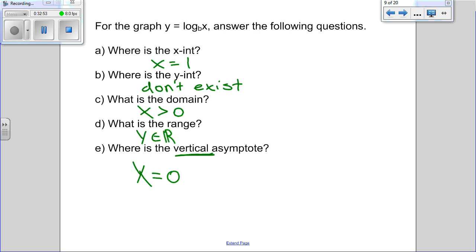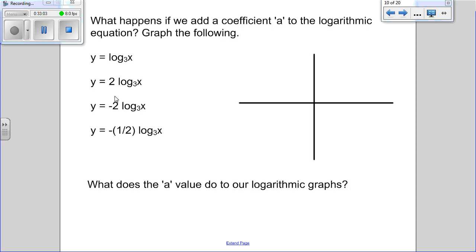All right, to figure out what the a value does, if you're looking at graphs like this, we have 4 graphs here. Some of them are positive, some of them are negative, some of them are decimals, some of them are not. I want you to graph all 4 and see what you observe. Okay, so if I graph all those things, you're going to notice a little something about our a value.